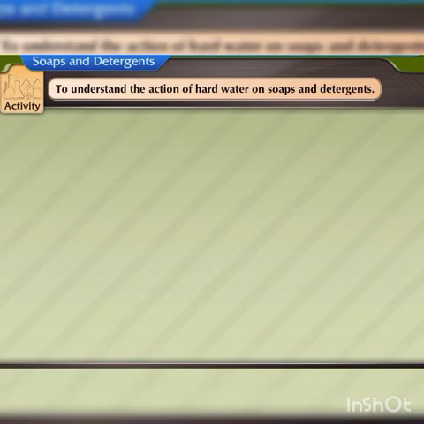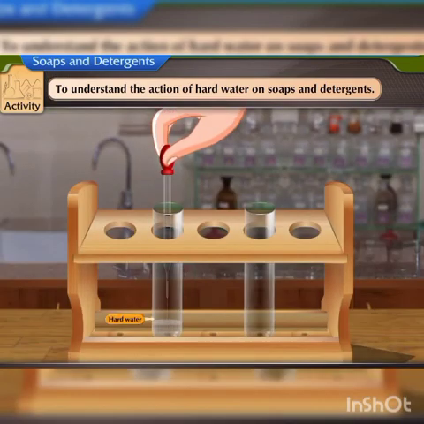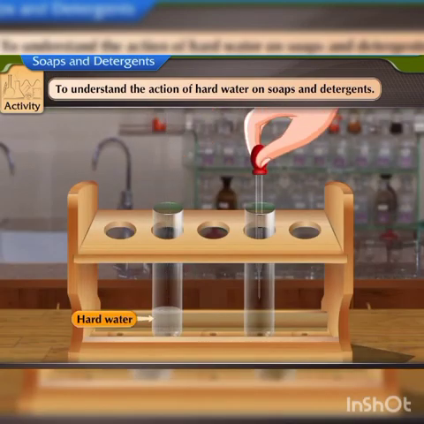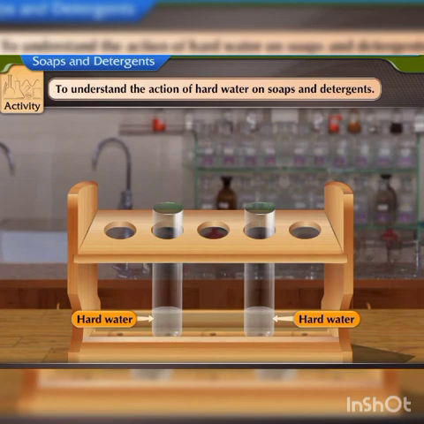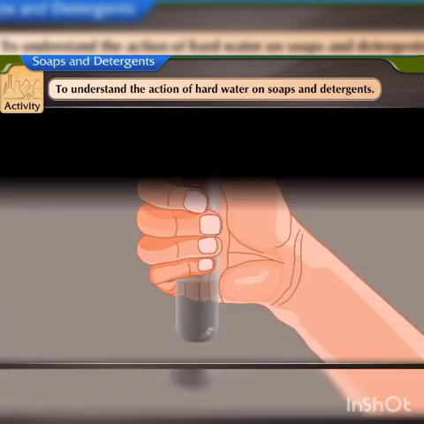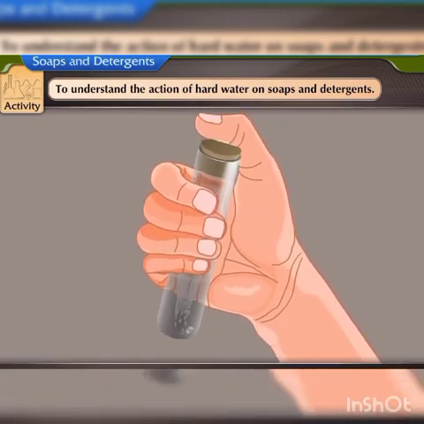Activity. Take about 10 ml of hard water in 2 separate test tubes. Add about 5 drops of soap solution to one test tube and about 5 drops of detergent solution in the other test tube. Cork both the test tubes and shake them vigorously.